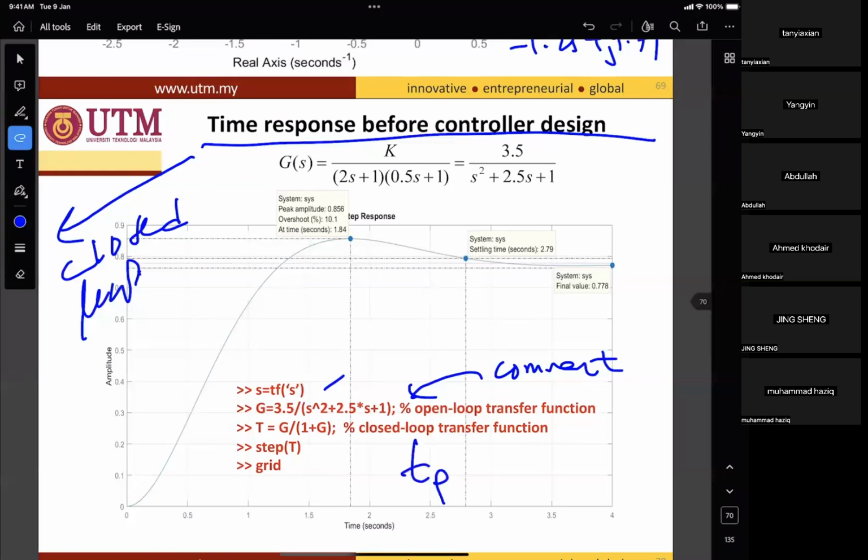Peak time 1.84. Settling time 2.79. And error. What is the error value?